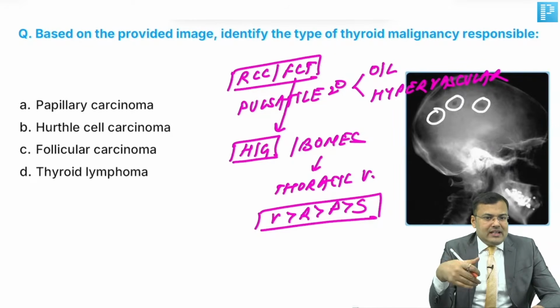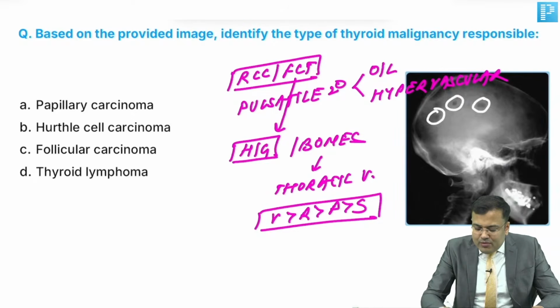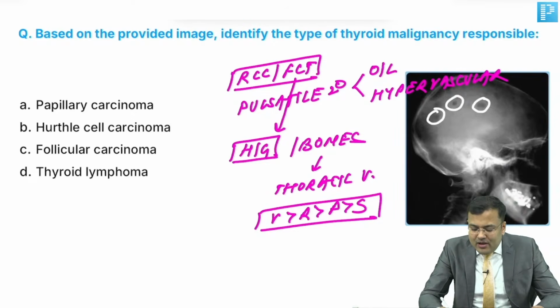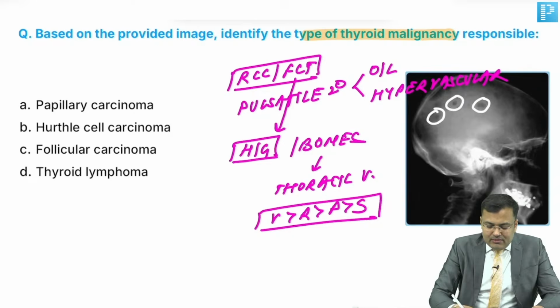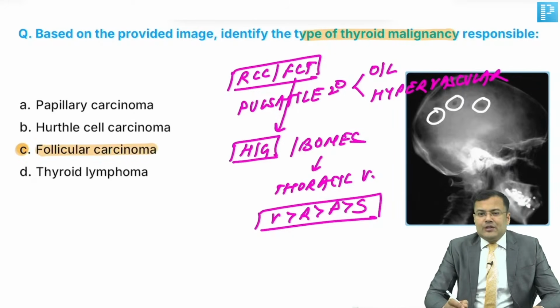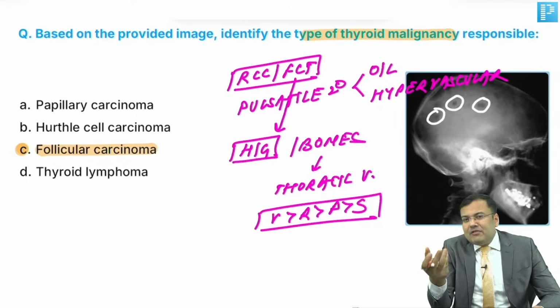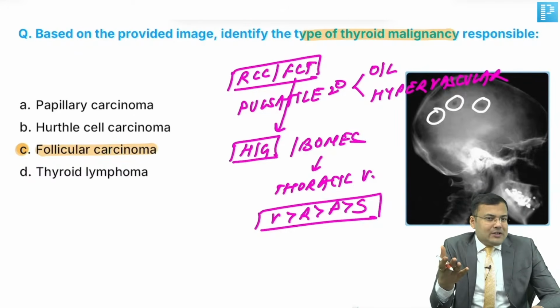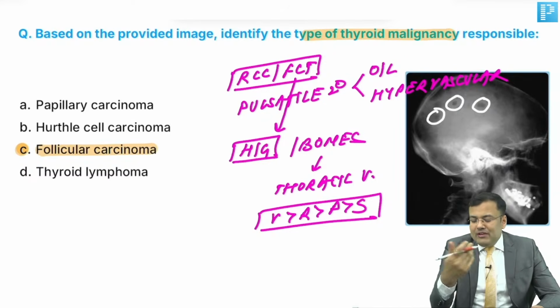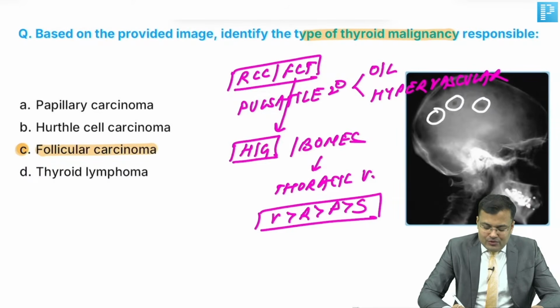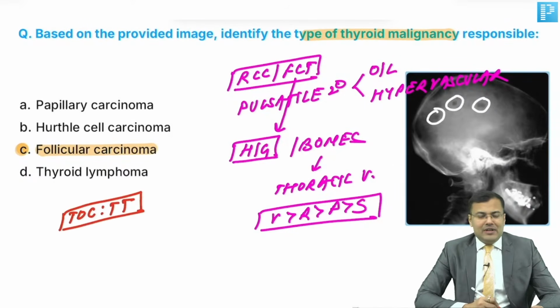You can see osteolytic. So, guys, here based on the provided image, osteolytic secondaries, type of thyroid malignancy responsible, you know what? Follicular. So, what is the correct answer here? It is follicular carcinoma. FNAC cannot differentiate follicular adenoma from follicular carcinoma. That is why diagnosis is made by biopsy. Since there is no lymph node involvement, we are not going for lymph node removal, and all of you know the treatment of choice is TT, total thyroidectomy. Clear?